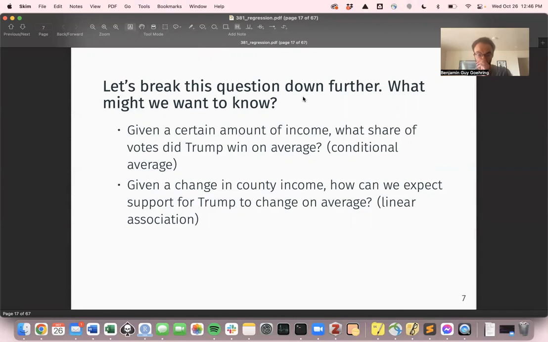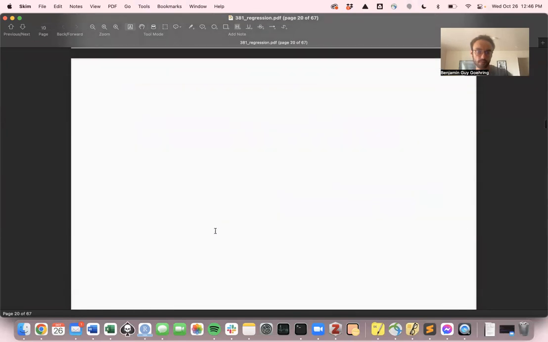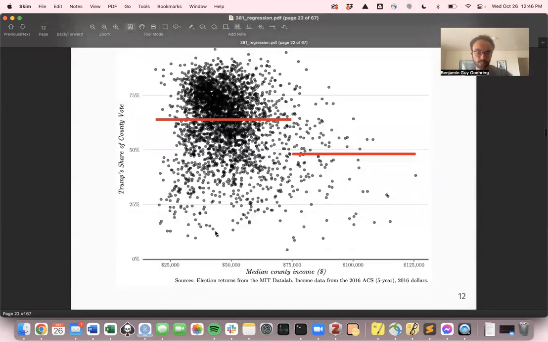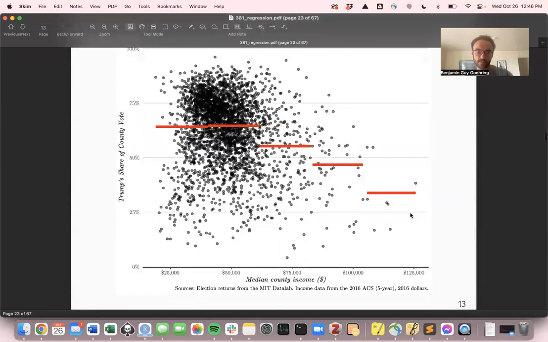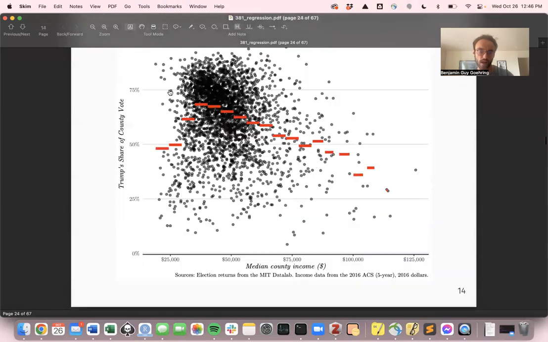And remember, we're not talking about anything causal here. This is just correlational. We saw that this is a rough way to start thinking about conditional averages, but we can just do this forever. It's kind of ad hoc.